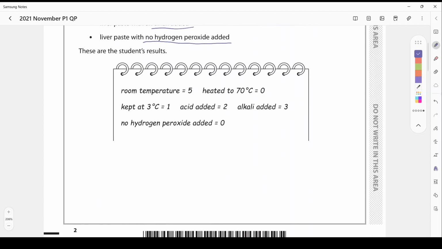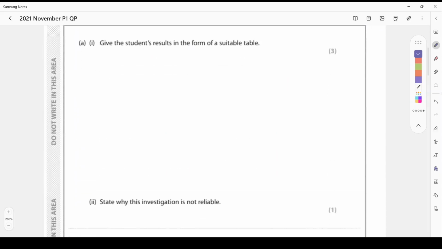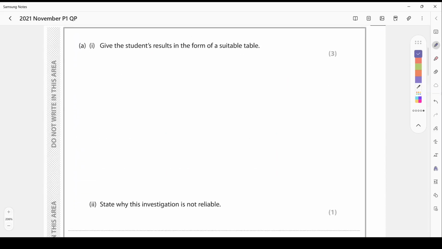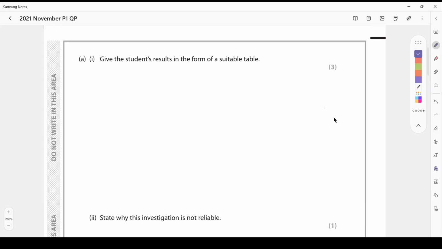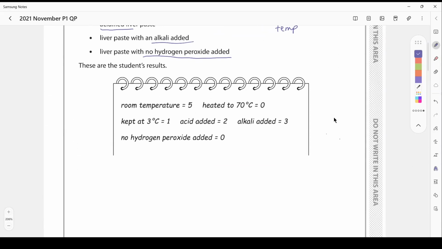All right, so these are the student's results here in their notebook, and it says, give the student's results in the form of a suitable table. Scroll back up. The student has listed the conditions that they've done the liver paste experiment in, and the numbers here tell us the oxygen bubbles that are produced according to the scale. We want to present this table in a way that is easy to digest. So we can have one column be the independent variable, the different conditions, and the second column be the dependent variable, the scale of oxygen bubbles produced.